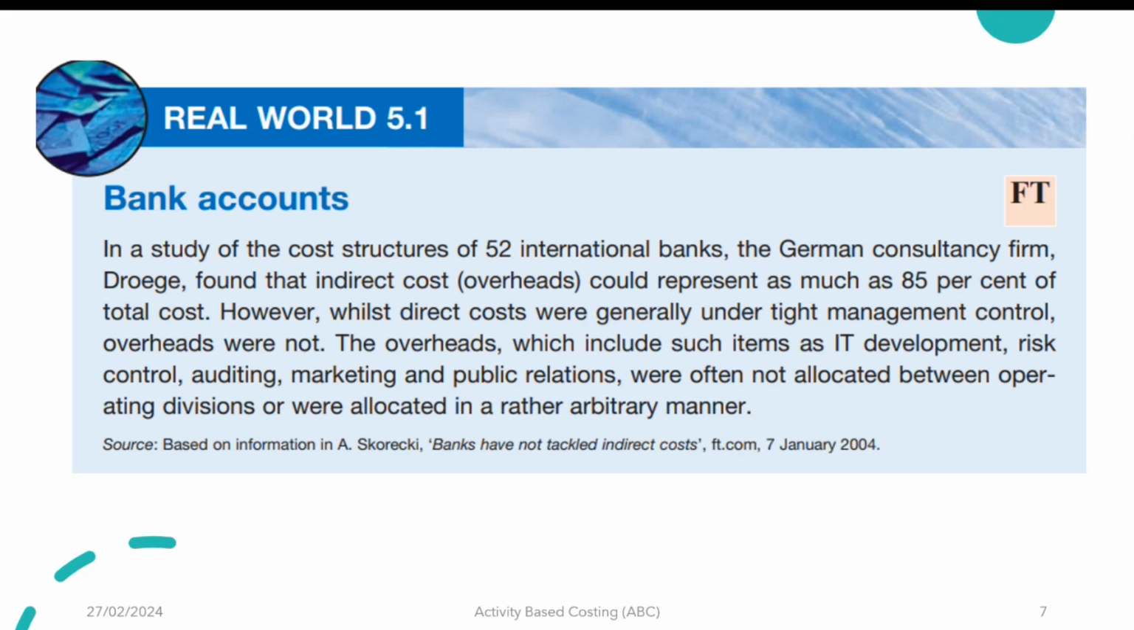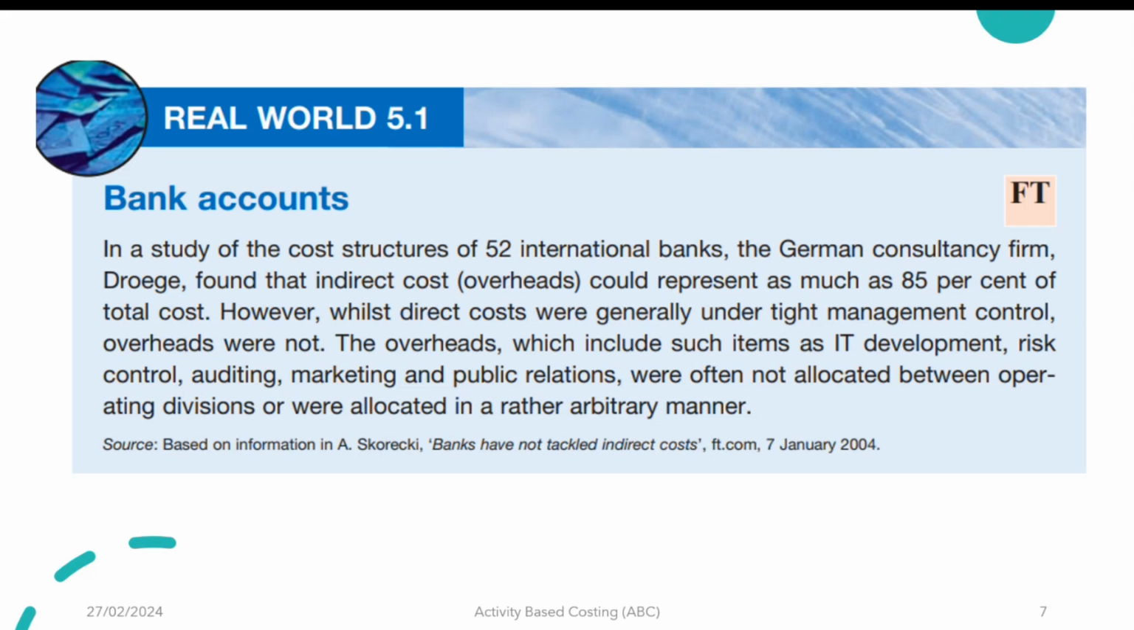However, while direct costs were generally under tight management control, overheads were not. Overheads could arise because of certain activities, and the overheads, which include, for example, IT development, risk control, auditing, marketing, administration, etc., were often not allocated properly between operation divisions, or were allocated in a very arbitrary way. So overheads are a very big proportion, but very difficult to allocate, and very difficult to allocate correctly.